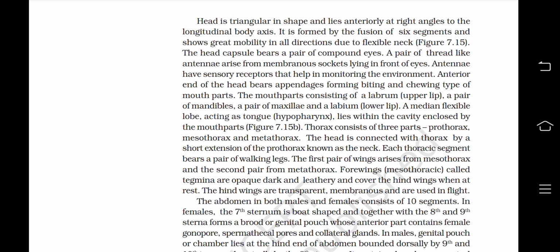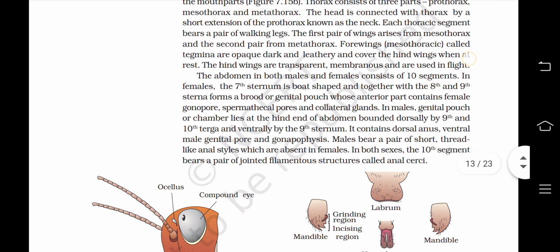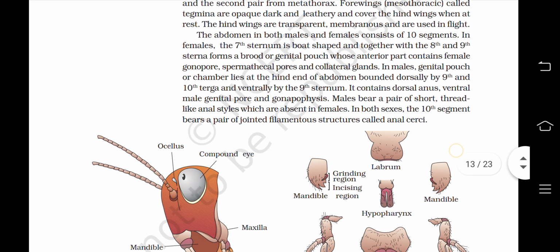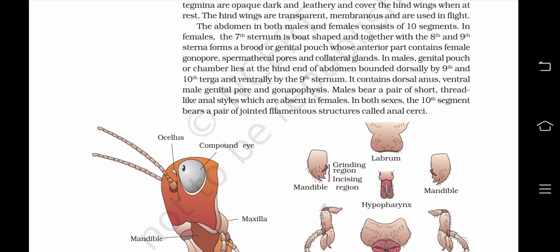Forewings, or mesothoracic wings, called tegmina, are opaque, dark, and leathery and cover the hind wings when at rest. The hind wings are transparent, membranous, and are used in flight. The abdomen in both males and females consists of 10 segments.